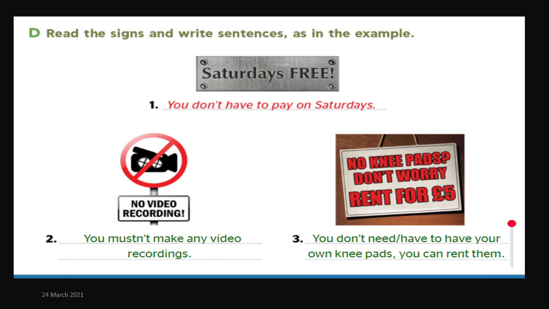Exercise D. Read the sign and write sentences as in the example. Saturday, free. You don't have to pay on Saturdays. Have a look at number 2. No video recording. Notice that you mustn't make any video recordings. Excellent. 3. You don't need or have to use your own knee pads. You can rent them. There is no need. That's why we use don't need here.